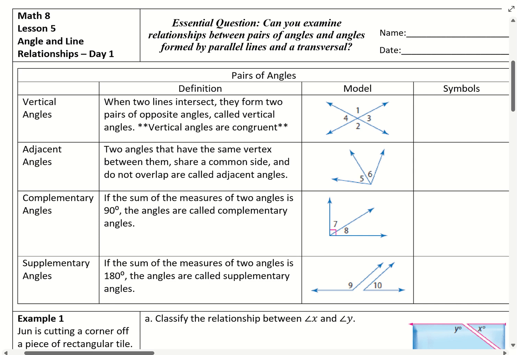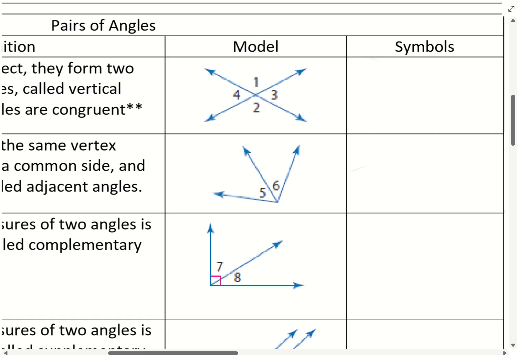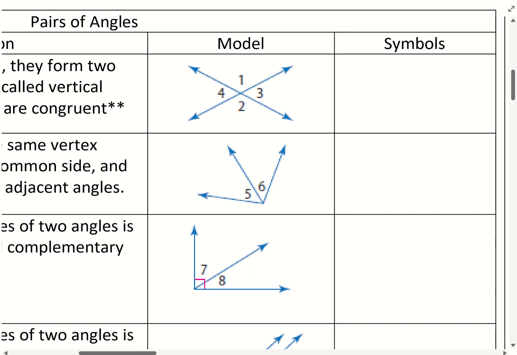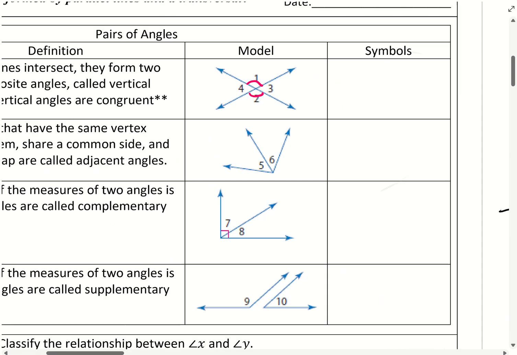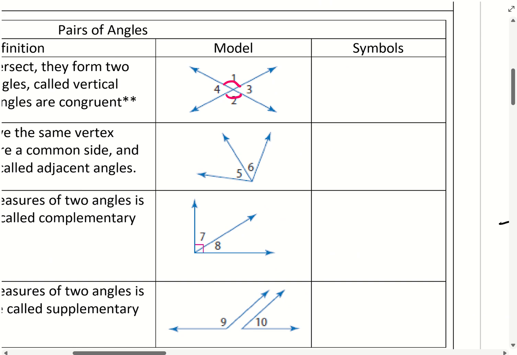So vertical angles, remember, if we look at this model here, it's the angles that are across from each other, right? So angle 1 and angle 2 are vertical angles. And remember, those are going to be congruent. So you could write angle 1 is congruent to angle 2. And additionally, angle 3 and angle 4 are also congruent.